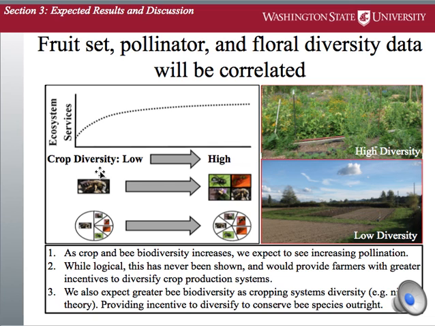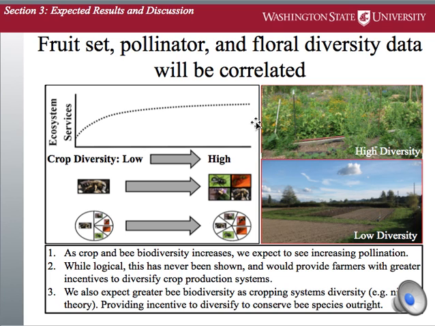And then also as you see increasing bee biodiversity from one to many species, or increasing evenness, which is the division of, or the abundance of each community member in respect to each other, you see increasing ecosystem services. So we're going to be able to do a lot with these data to figure out what's contributing to pollination services on your farm.